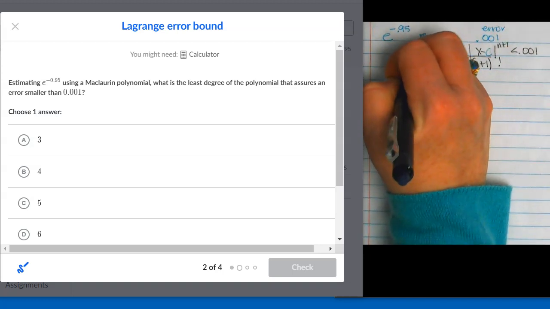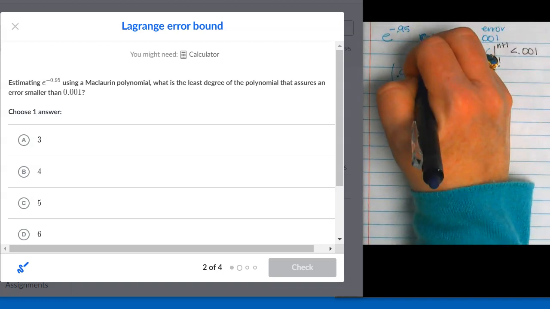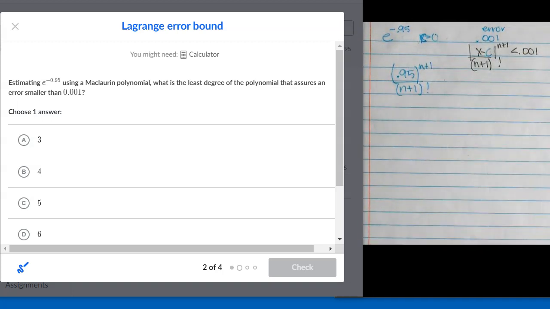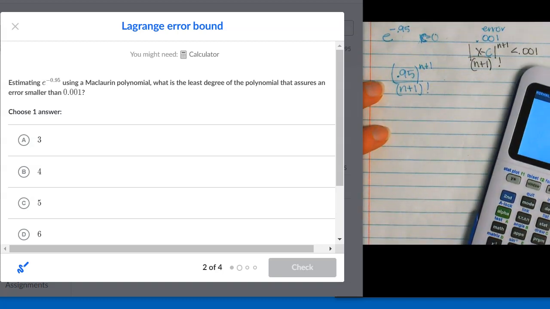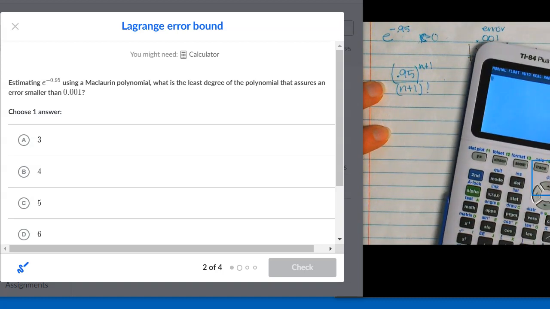We have 0.95, and it's positive because we took the absolute value. Then 2 to the n plus 1 over n plus 1 factorial, and we're trying to see if it's less than 0.001. The best thing for me, when I was putting this in the calculator over and over again, was to put in a fraction and say 0.95 raised to the, it starts with 3 in my list, so I'm going to go 3. So really I need to go 3 plus 1 is 4, right? Mm-hmm.